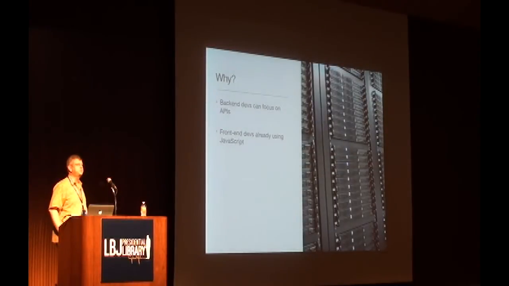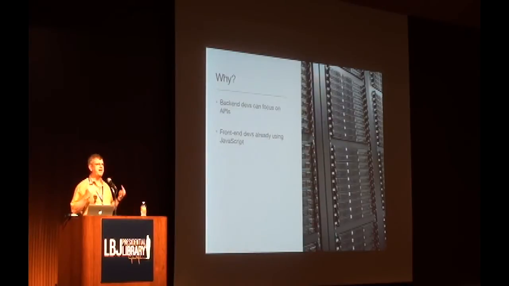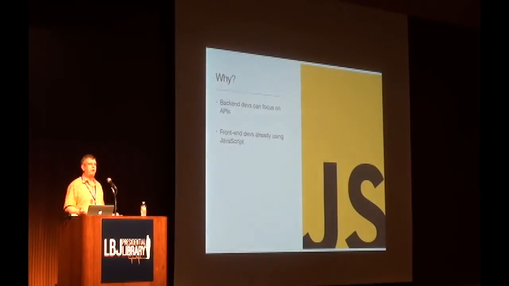So why are we doing this? For a couple of reasons. One is that backend devs can focus on building fast APIs. And of course, by putting a picture of server farms, that's what I mean by fast APIs. And then the front-end developers are already using JavaScript. And this is an opportunity to go to your front-end developers and say, hey, here's all these great new tools that you've been hearing about in JavaScript from events like Fluent Conference and HTML5 DevConf. Here's an opportunity to start using these tools.